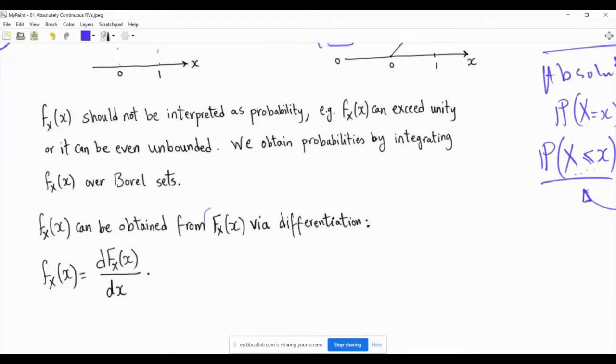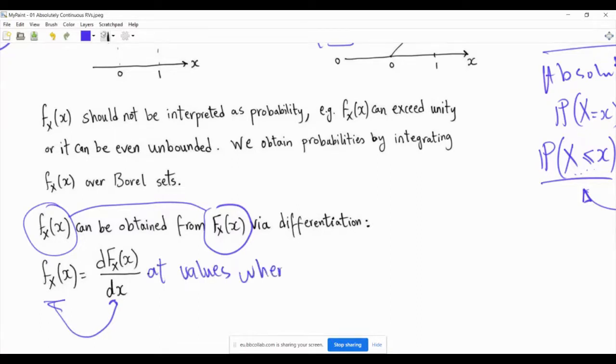Now, once you have the CDF, then you obtain the PDF. So yes, you can do so via differentiation, at the points at which the function is differentiable. So basically, you can obtain the PDF from the CDF via doing differentiation at values where x is differentiable. So this is implicit. When you write a derivative, you are assuming that the derivative exists. So you can obtain the PDF using this.